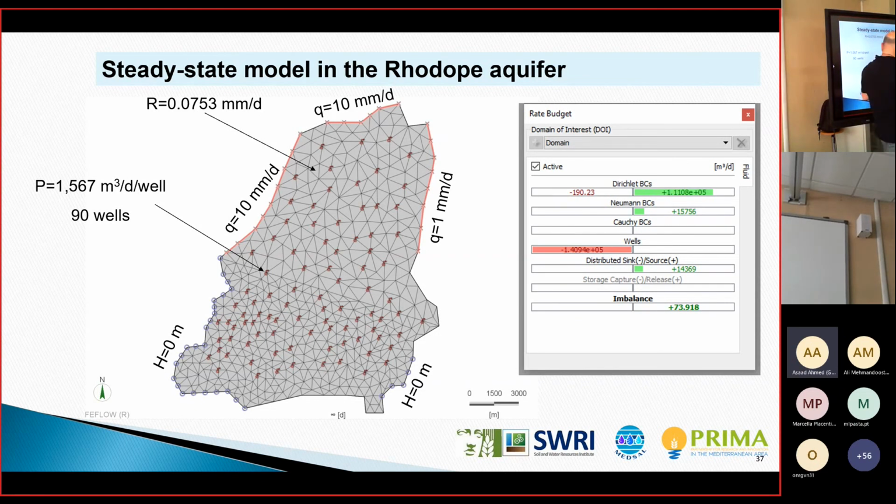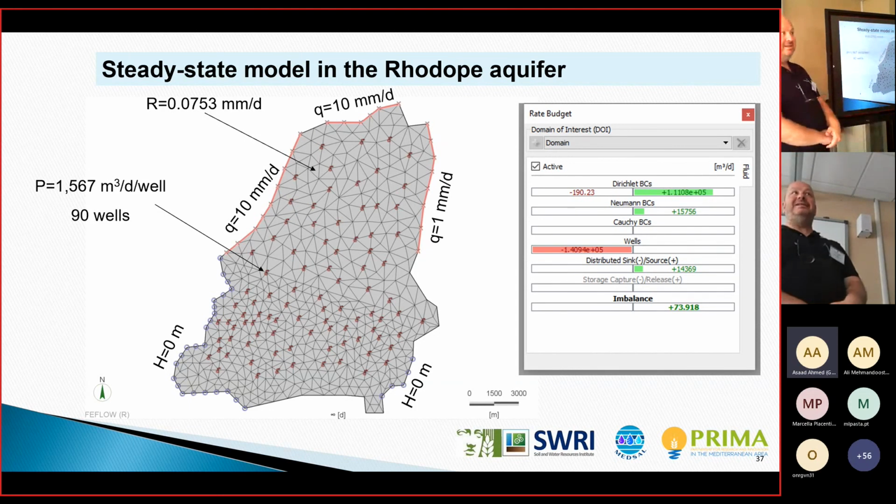And because we know that we are at the sea, if we also run the transport model, there is going to be salinity, saline water that inflows into the aquifer. These are the two inflows. The Neumann boundary condition is fresh water that inflows in this boundary, and the distributed sink source is the recharge from the top.